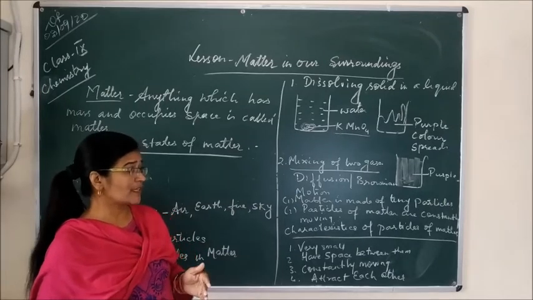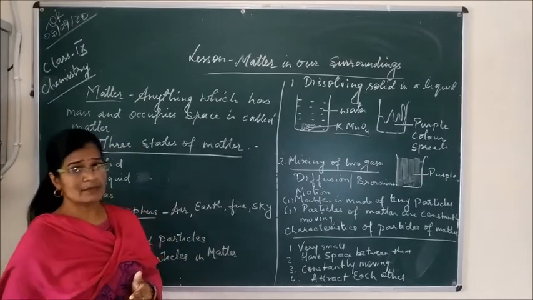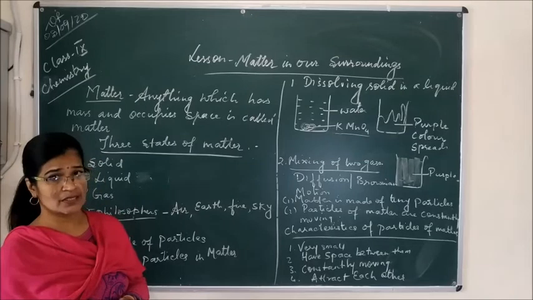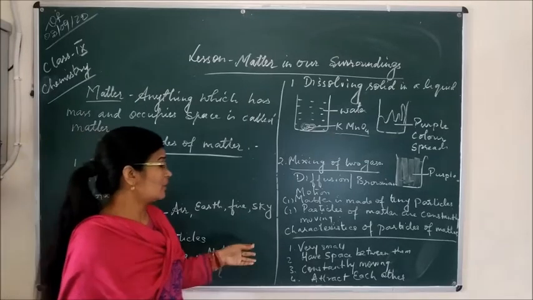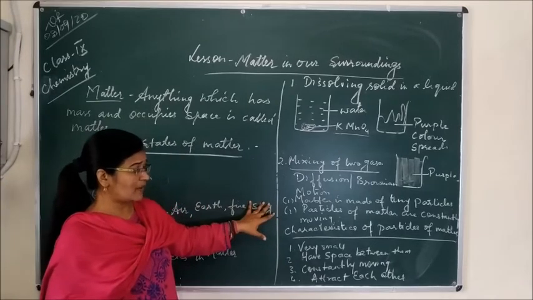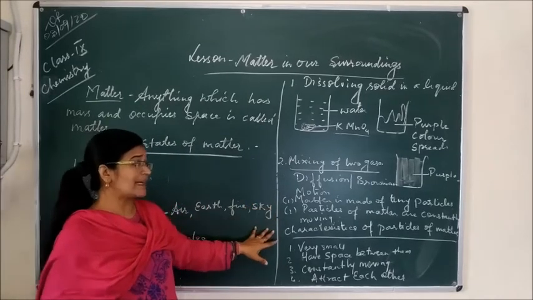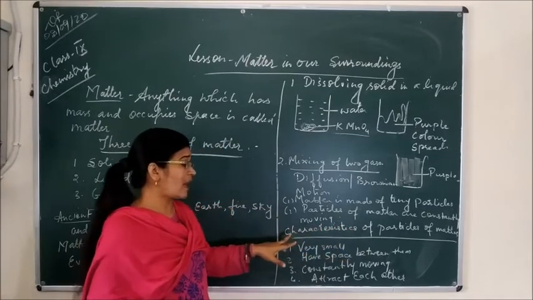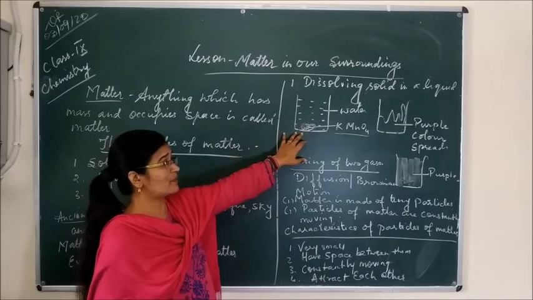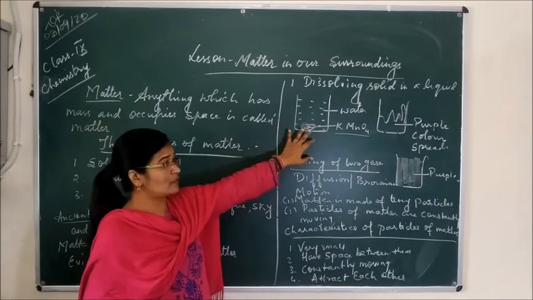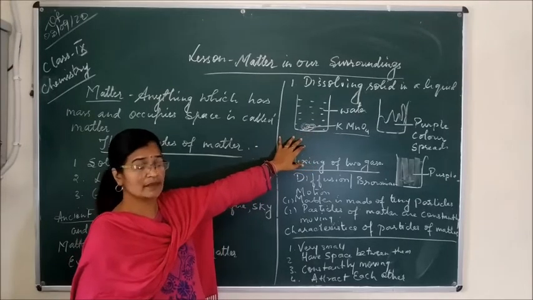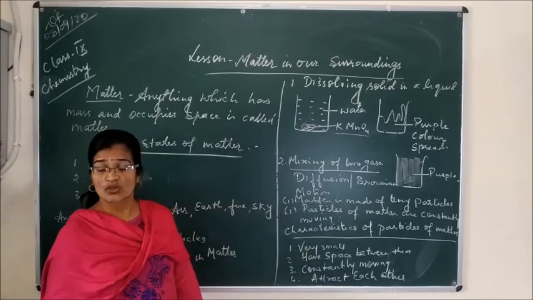So these two things we have seen, that all matter is made up of tiny particles, and secondly that particles of matter are constantly moving. Now by this example also we can conclude that the characteristics of particles of matter are very small. Very small means if we are mixing this potassium permanganate in water, or in place of potassium permanganate we can also take this salt, sodium chloride, or we can also take the sugar particle.